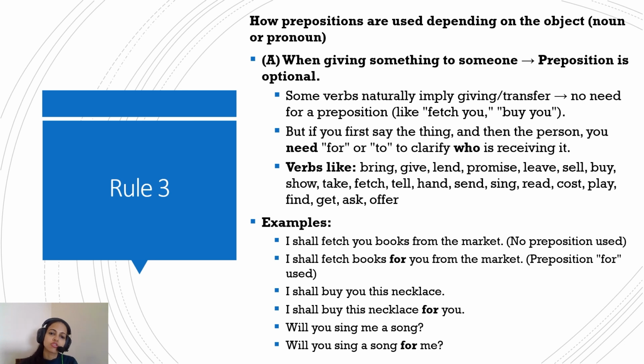Now, we get to rule 3. It talks about how prepositions are used depending on the object, that may be any noun or pronoun. When giving something to someone, usage of a preposition is optional. For example, some verbs naturally imply giving or transferring, so there is no need of using the preposition. For example, fetch, buy. But if you first say the thing and then the person, then you need words like for or to to clarify who is the giver and who is the receiving one.